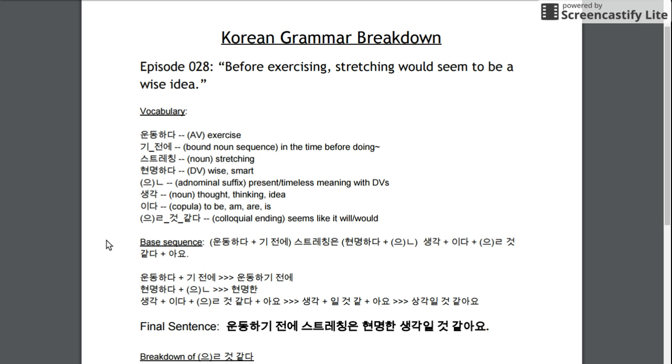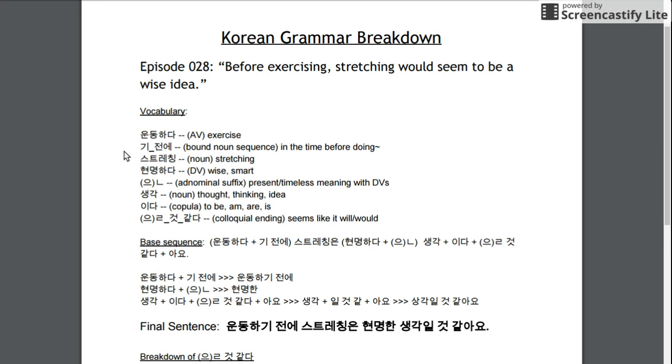This is episode 28. Before exercising, stretching would seem to be a good idea, a wise idea. Vocabulary: undong hada, the active verb exercise. Undong comes from Chinese. Gi jane, a bound noun sequence. It means before, in the time before doing.